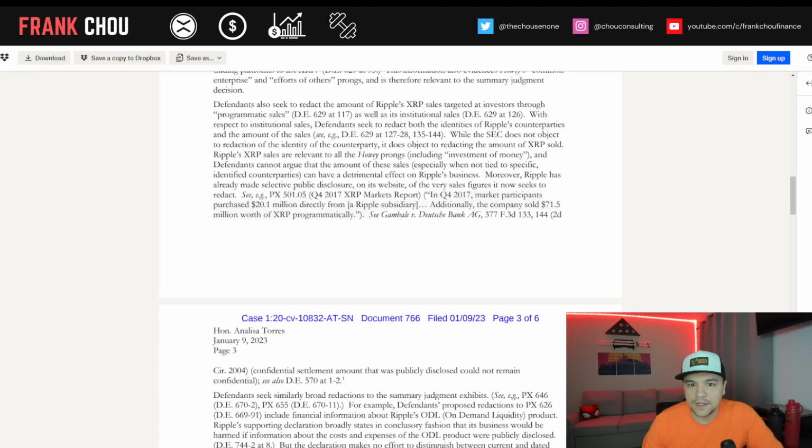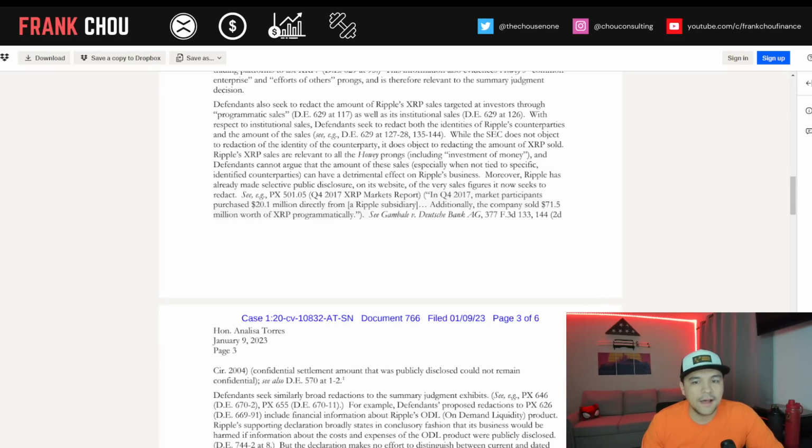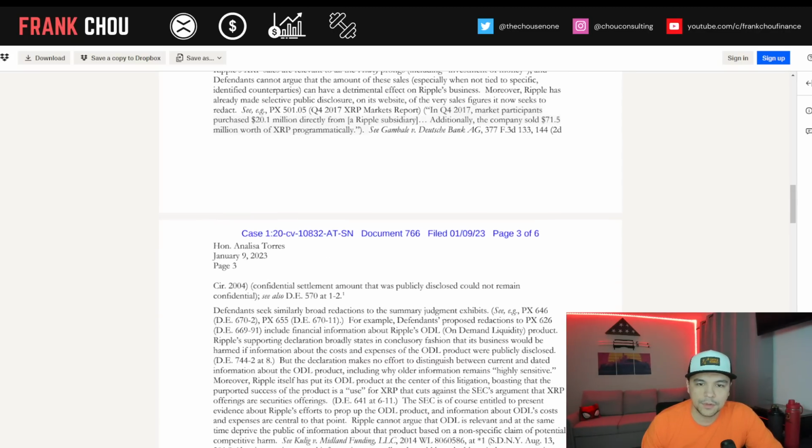Ripple's XRP sales are relevant to all the Howey prongs, including the, quote, investment of money, and defendants cannot argue that the amount of these sales can have a detrimental effect on Ripple's business.